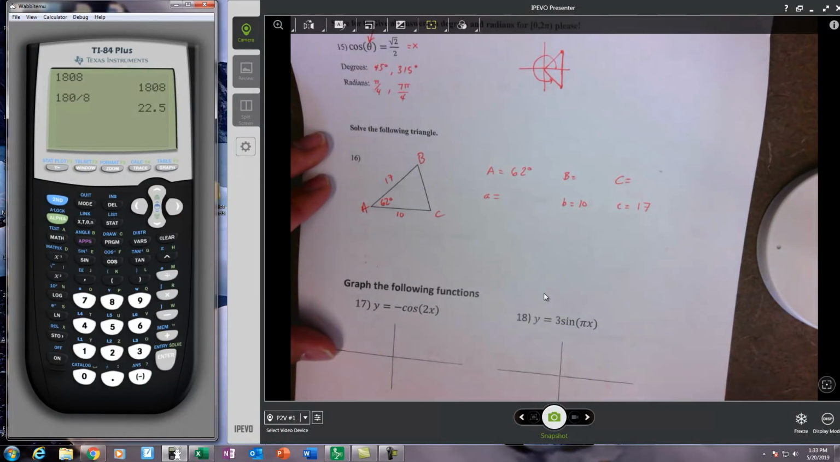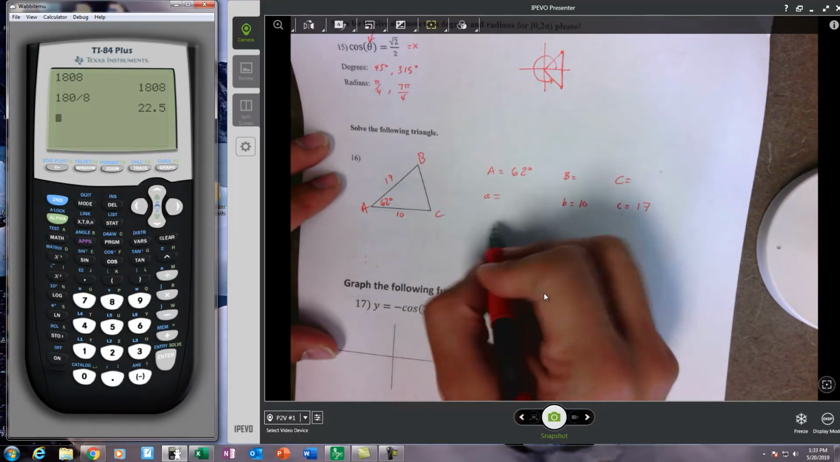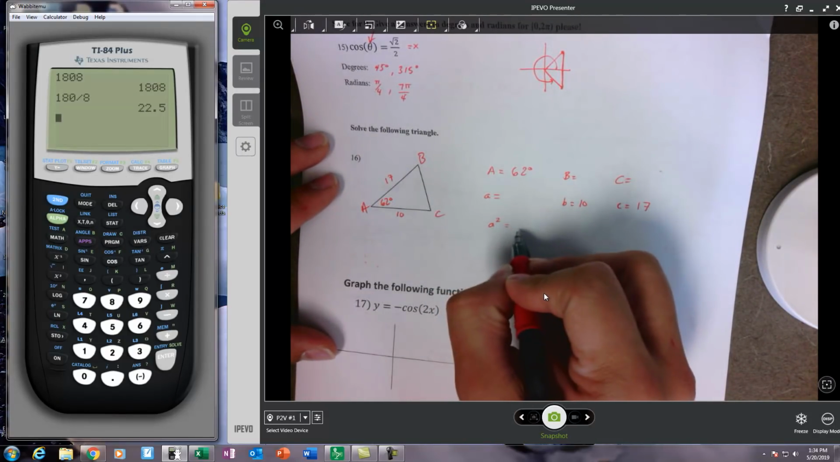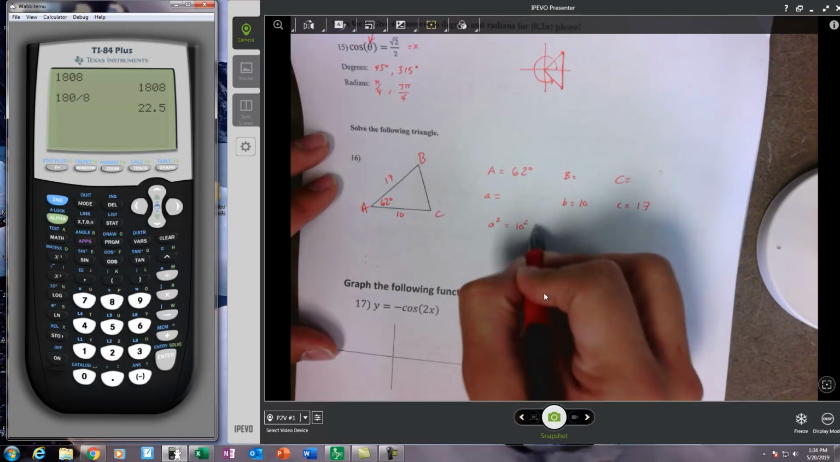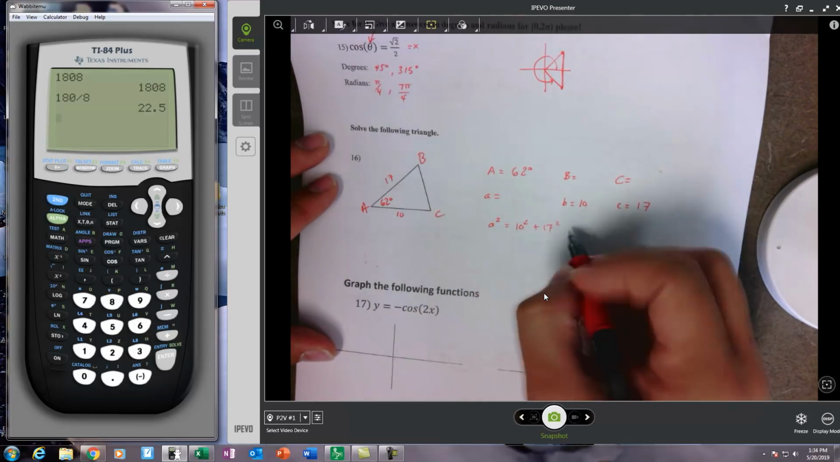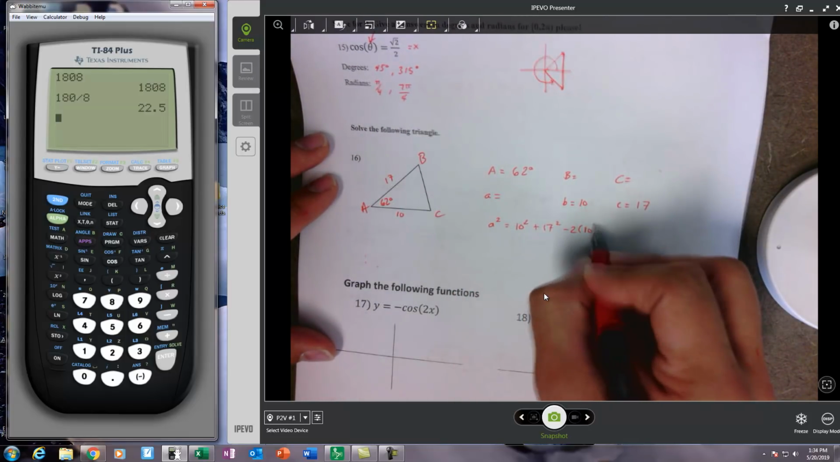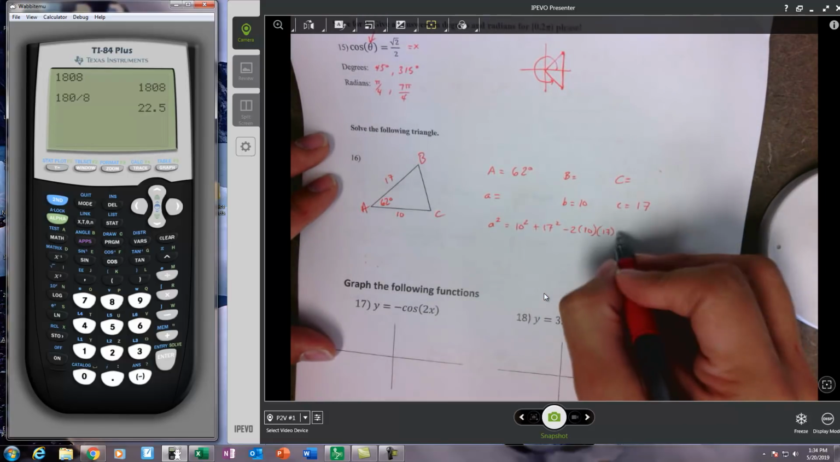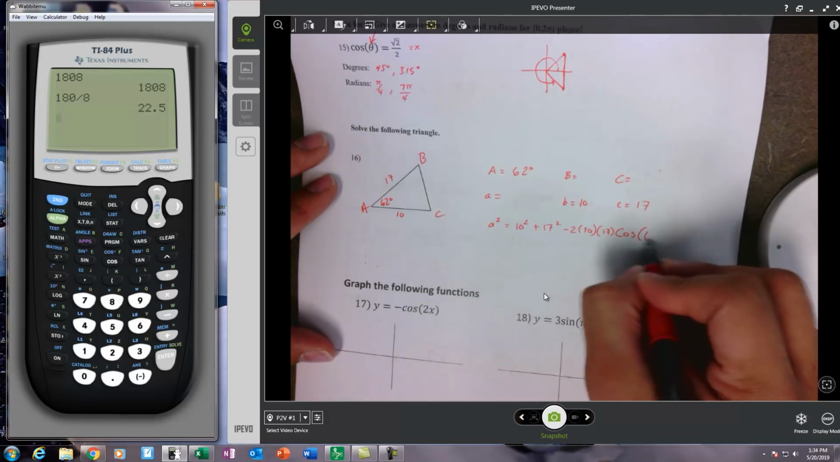So I'm going to use the law of cosines, and because I'm looking for little a, I'm going to say little a squared equals little b squared, 10 squared, plus little c squared, 17 squared, minus 2 times my little b times my 17 for c, cosine of big A, which is 62.